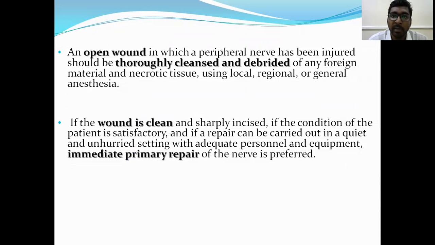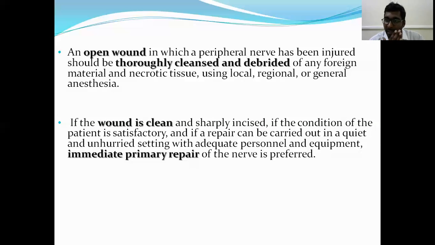An open wound in which a peripheral nerve has been injured should be thoroughly cleansed and debrided of any foreign material and necrotic tissue, using local, regional, or general anesthesia. If the wound is clean and sharply incised, if the condition of the patient is satisfactory, and if a repair can be carried out in a quiet and unhurried setting with adequate personnel and equipment, immediate primary repair of the nerve is preferred.